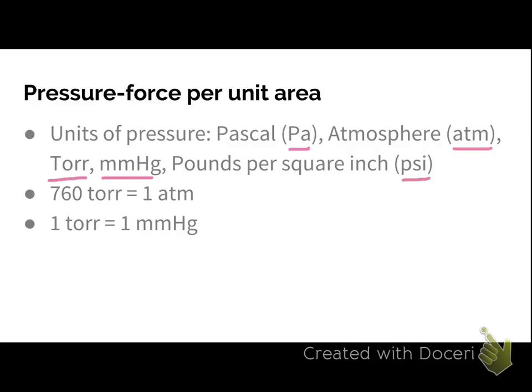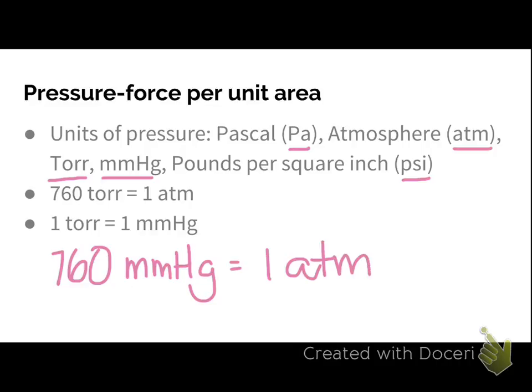Two equivalent statements you're going to want to be familiar with: 760 torr is equal to 1 atmosphere, and 1 torr is equal to 1 millimeter of mercury. So I guess we can write another one here, that 760 millimeters of mercury is also equal to 1 atmosphere, since your torr and your millimeters of mercury are equivalent.